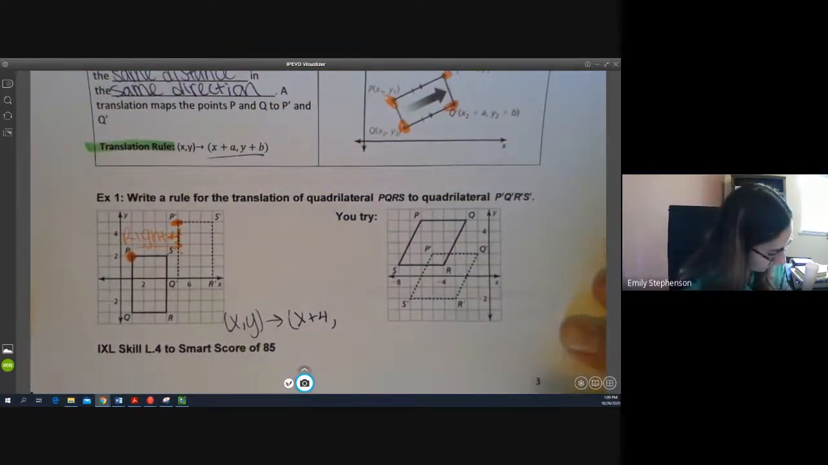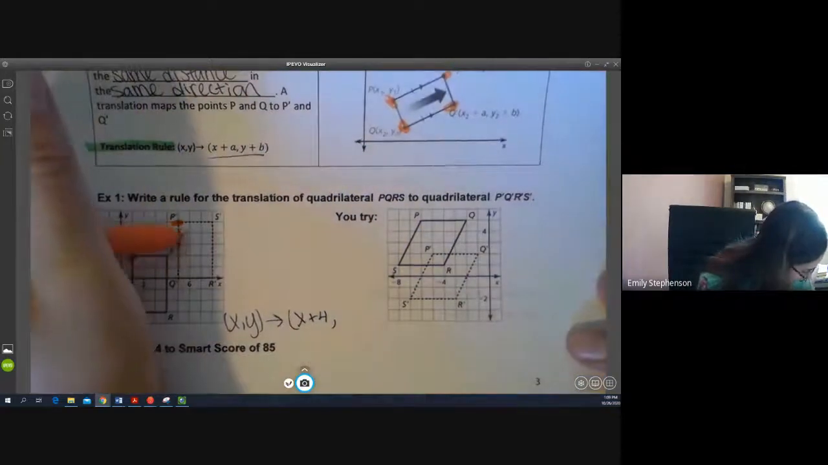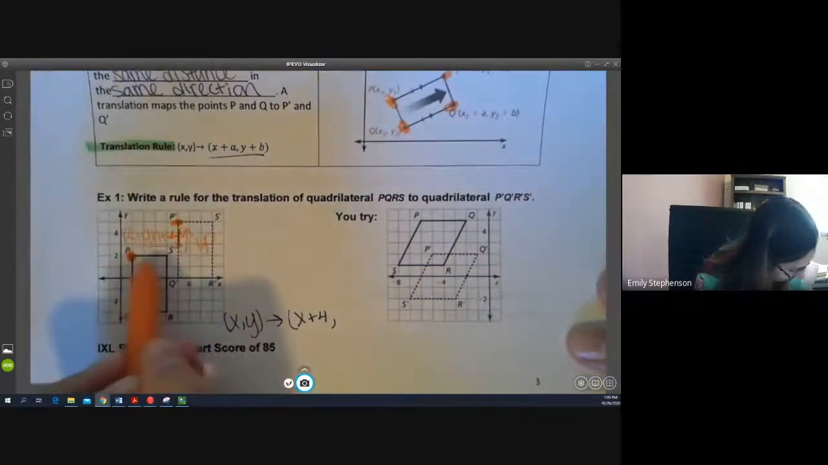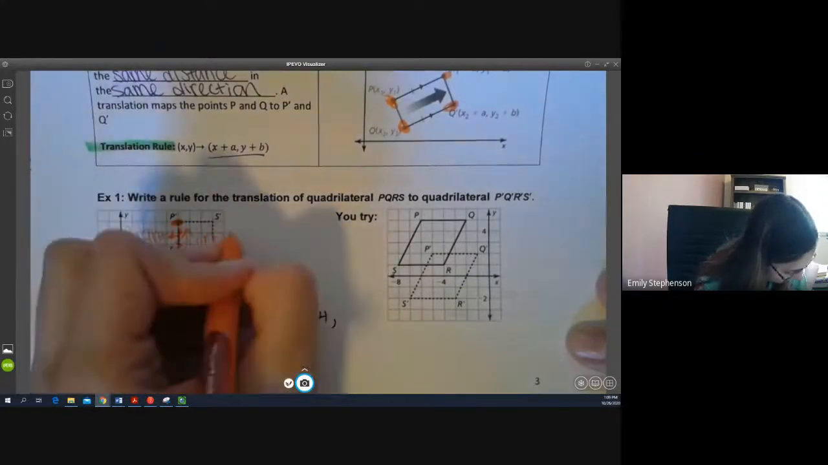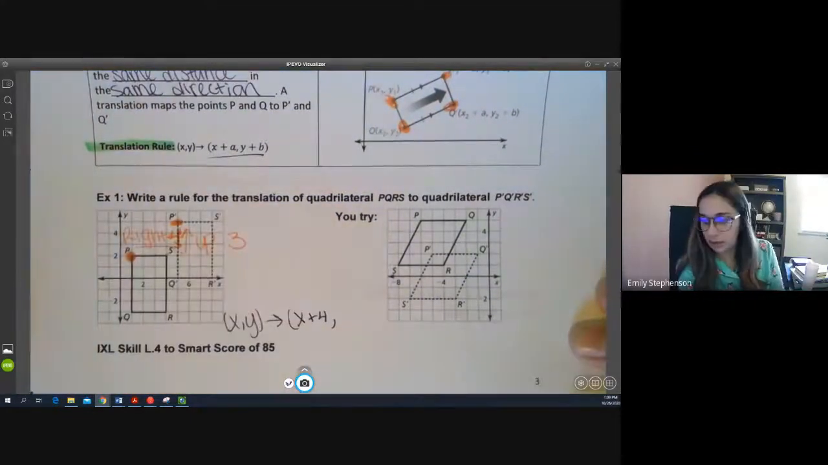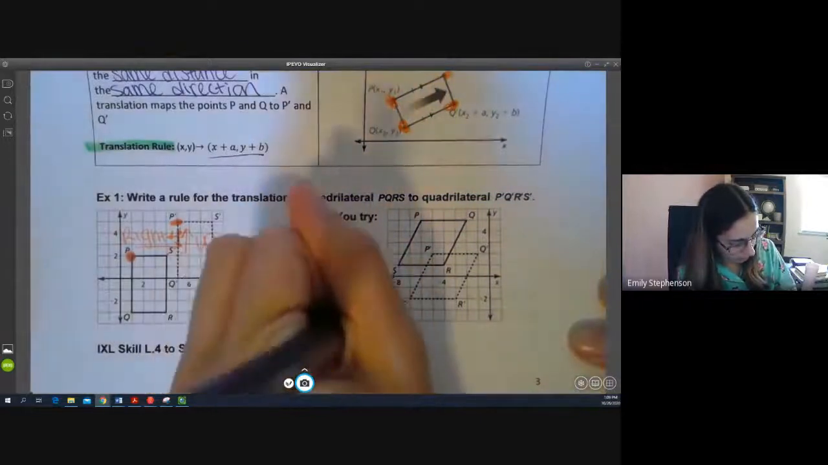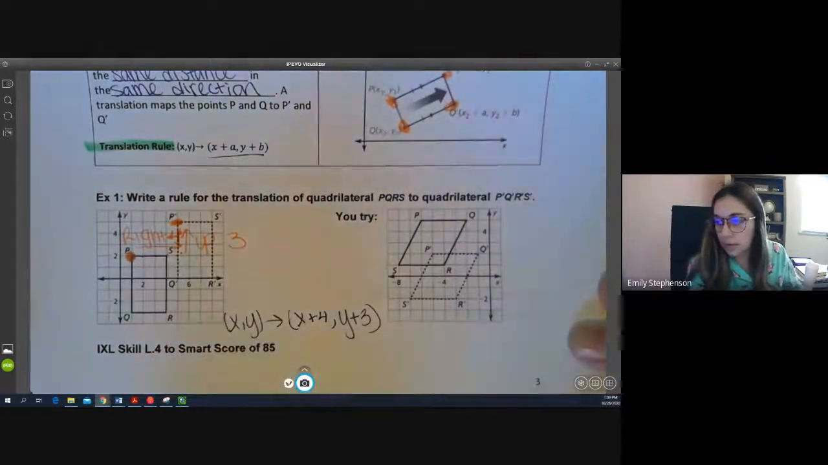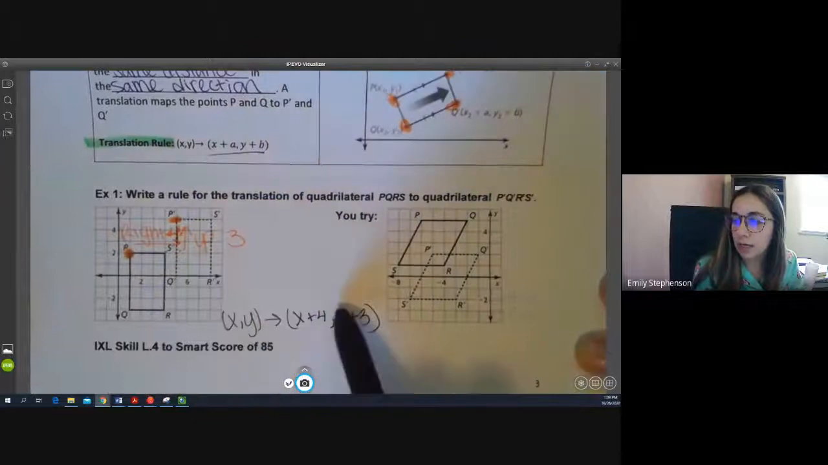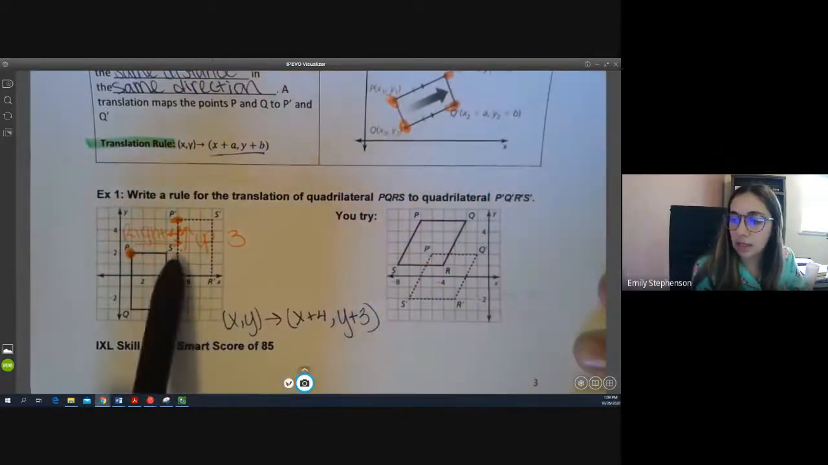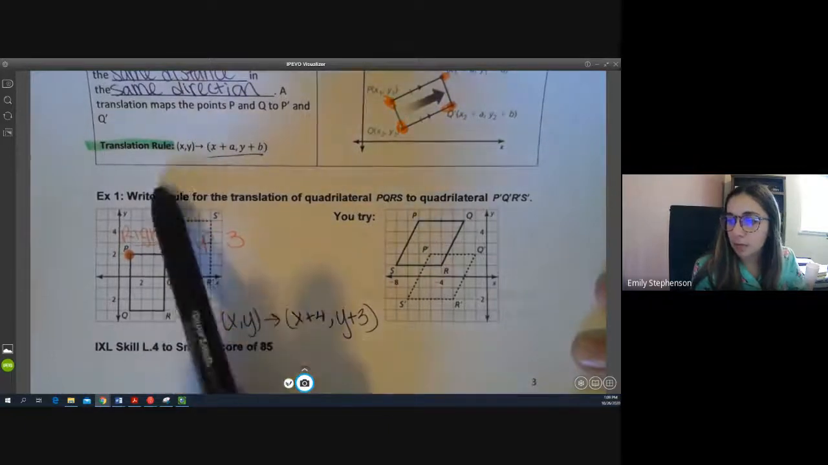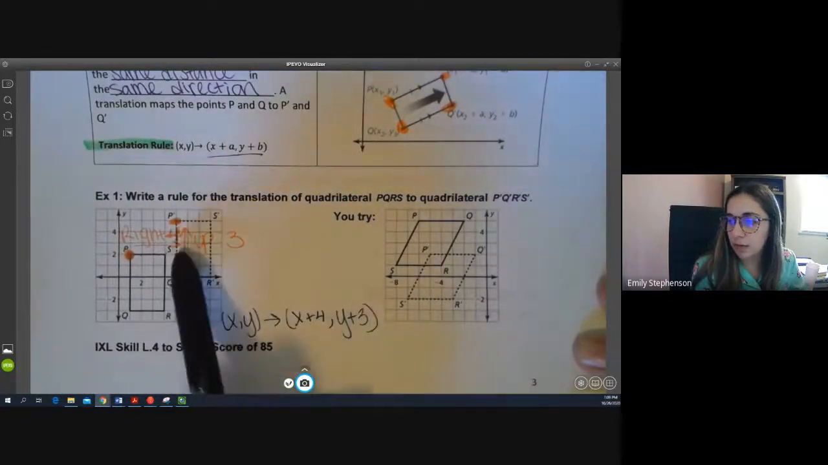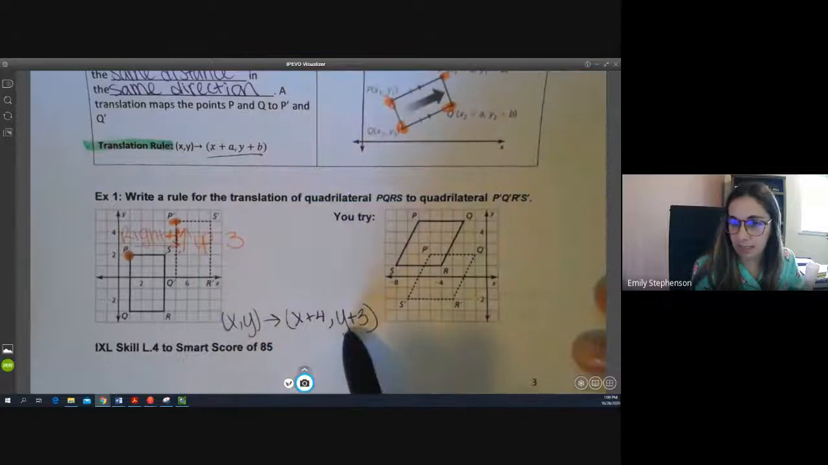It also went up. And if I count, I went over 4 and then I went up 1, 2, 3. So it went up 3. So that's going to turn into Y plus 3. Okay, so right movement is plus. If I had gone to the left, I would have written minus. And then upward movement is plus as well, but if I went down, I would write minus.